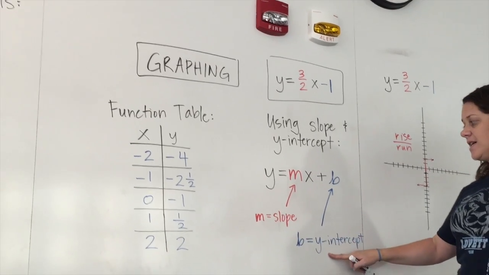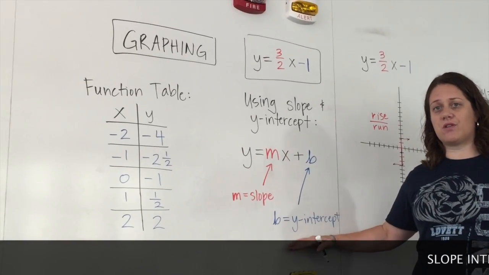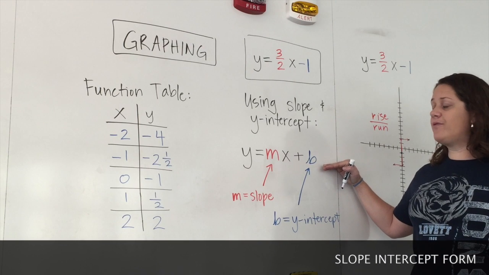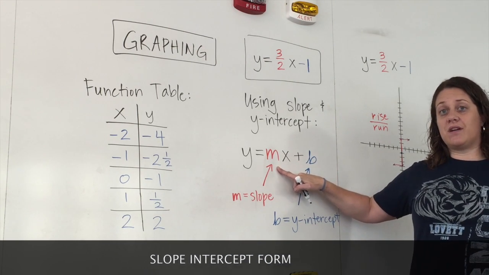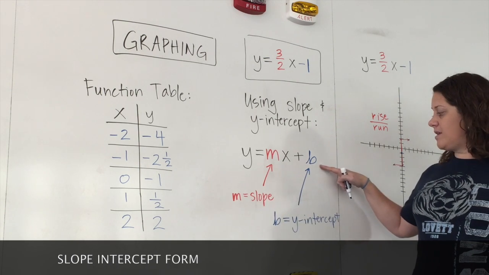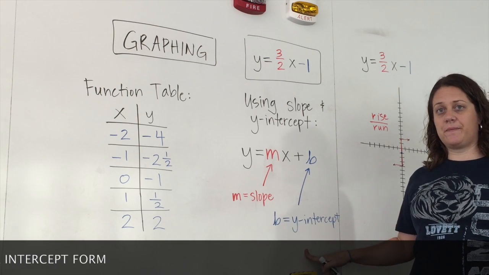But then you moved past function tables and started graphing just based on the slope and the y-intercept. Go ahead and add that to your notebook: this is the slope-intercept form of an equation. You can see Miss Achilles wrote this up here in red for the slope and in blue for the y-intercept.